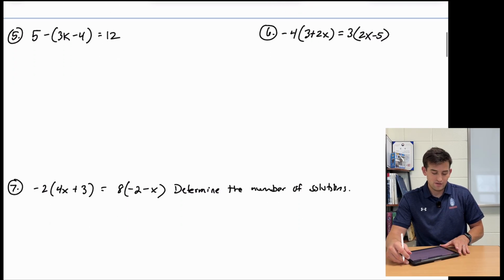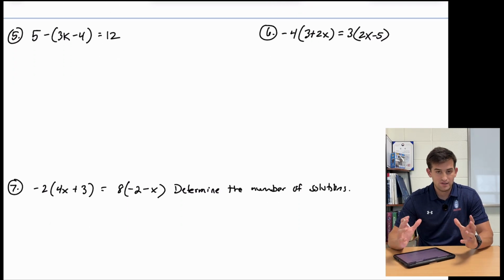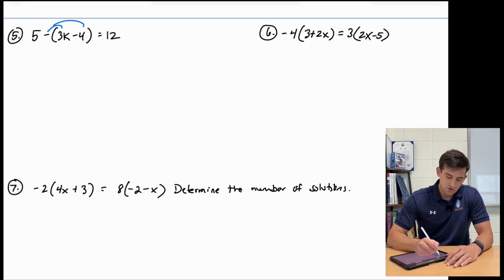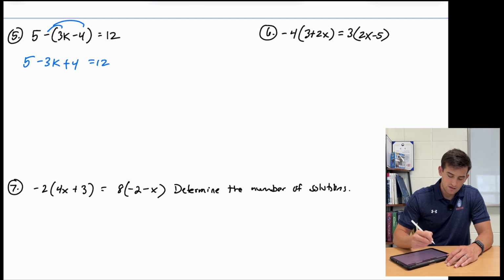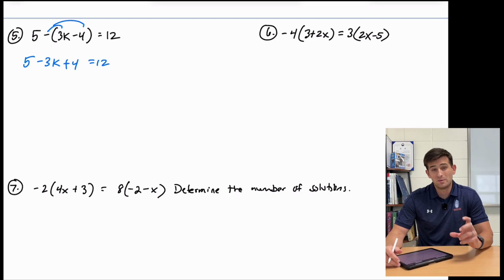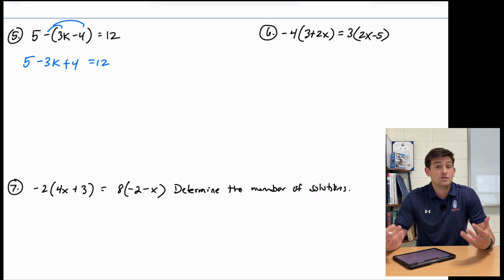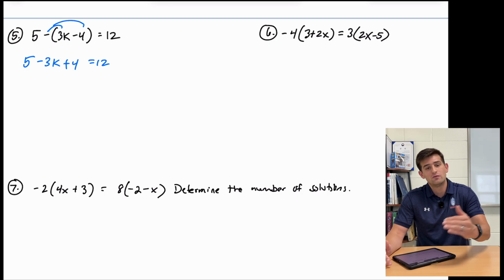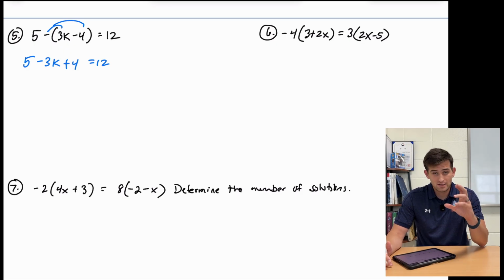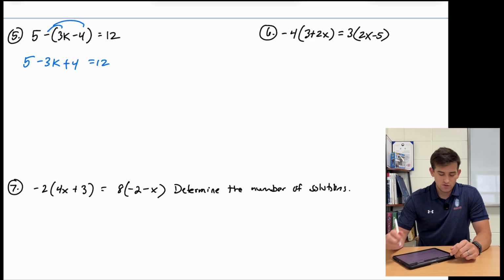Number five, we have 5 minus, and then in parentheses, 3k minus 4, and that's equal to 12. Now this negative sign we need to distribute. So that's 5, and then minus 3k plus 4 is equal to 12. Okay, the reason we do that is because that's like multiplying by negative 1. So we don't see the 1 there, but it is understood to be there when there's a negative sign out in front of parentheses like that. So we're multiplying by negative 1, so we have to distribute it.